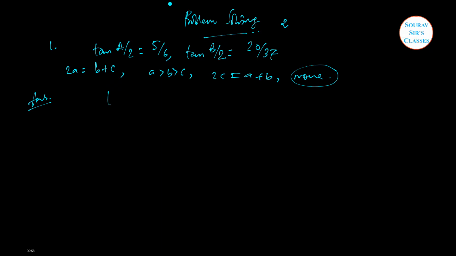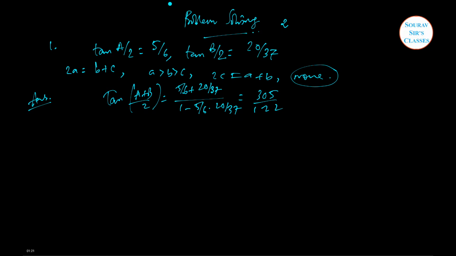So tan A by 2 is this, and tan B by 2 is this. Before that, we'll start with tan of (A plus B) by 2. You can calculate it as (tan A plus tan B) over (1 minus tan A tan B). So this is 5 by 6 plus 20 by 37, over 1 minus 5 by 6 into 20 by 37. So this is 305 by 122. Okay, this part is done. Similarly, cot C by 2 we can find out, that is 305 by 122. That is, tan C by 2 will be just the opposite, 122 by 305. That's it.